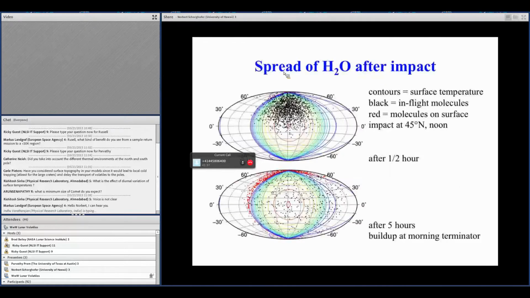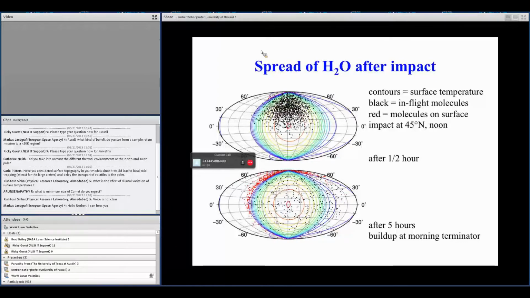And so the next slide is just an illustration of how it spreads. There are two maps here of the moon, each showing the entire moon. The red and yellow contours are at the day side, the dark blue contours at the night side. And the impact is here assumed to be at 45 degrees north latitude and at noon, and it's centered at noon. So half an hour after impact, all the black dots show molecules in flight.